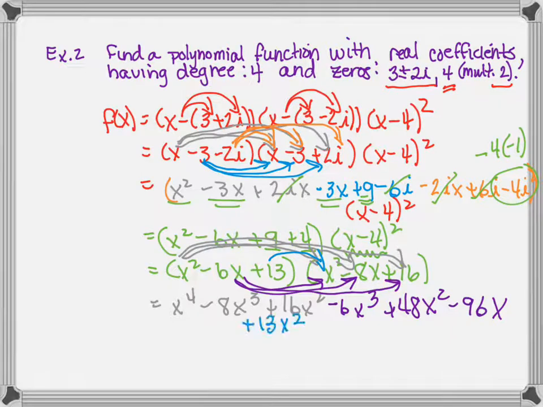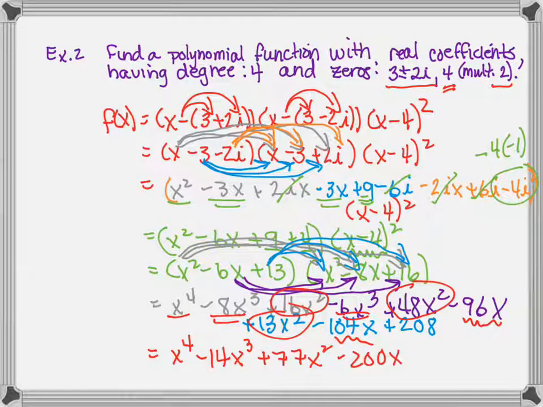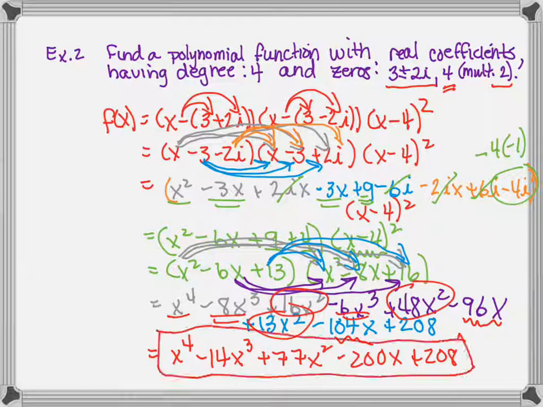13 times x squared is positive 13x squared. 13 times negative 8x is negative 104x. And 13 times 16 is plus 208. And let's combine our like terms. I have x to the 4th. Combining my x cubed terms, I have minus 14x cubed. Combining my x squared terms, I have 77x squared. Combining my x terms, I have negative 200x. And I have my constant plus 208. And this is the equation of my function.